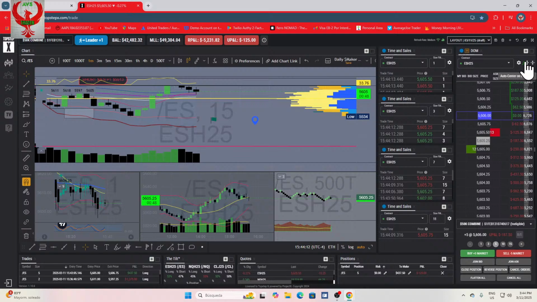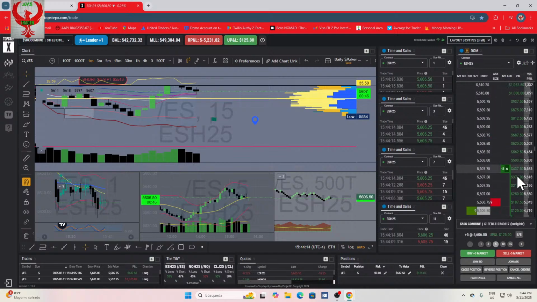604 ES. NASDAQ 19,522, now 519s. Gold still pushing higher here, 29.27 in the gold. Just cannot make up their mind.